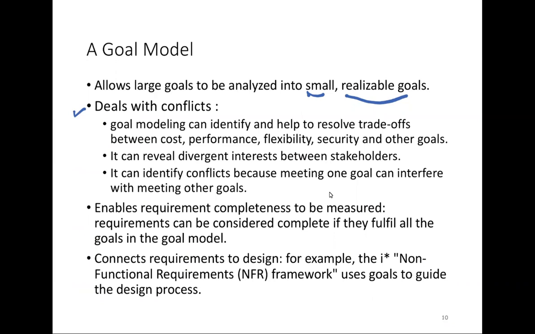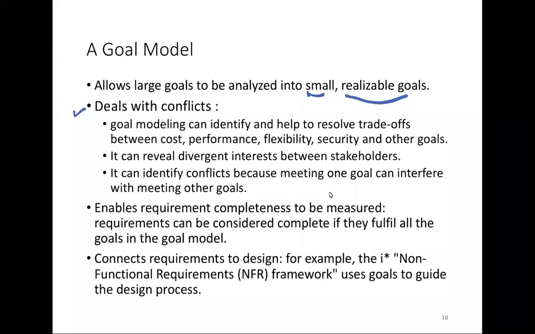Also, it can reveal a diversion of interest between the stakeholders using such a hierarchical representation, and it can also identify conflicts at some point when you go through the hierarchy of the goal model. If you would like to meet one goal which might interfere with meeting another goal, it can be easily extracted and identified in the hierarchy goal graph or goal diagram, which we're going to see later.